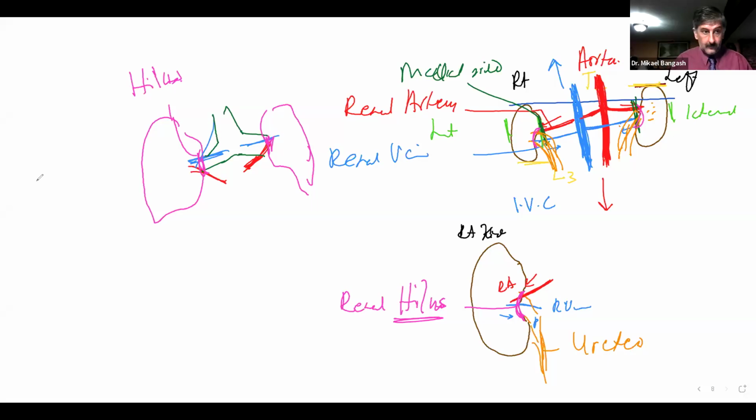So here I just drew the right kidney, but you can still say, this is your left kidney. The hilus is going to be on the medial side of both kidneys. So the medial side of your left kidney is going to be facing right, and the medial side of the right kidney is going to be facing left.